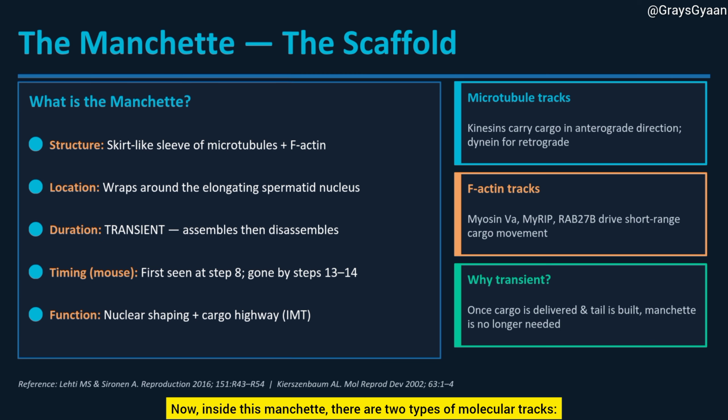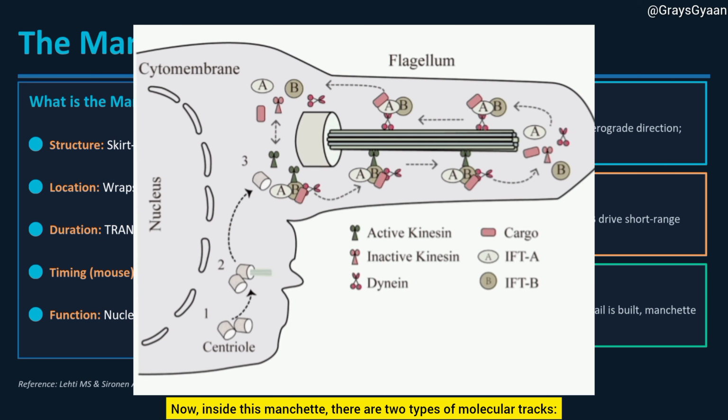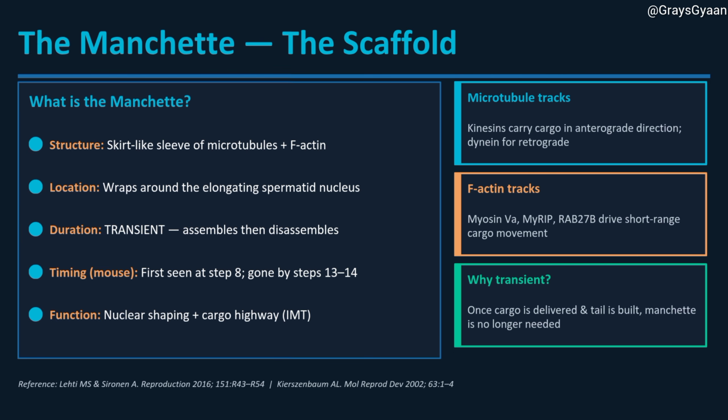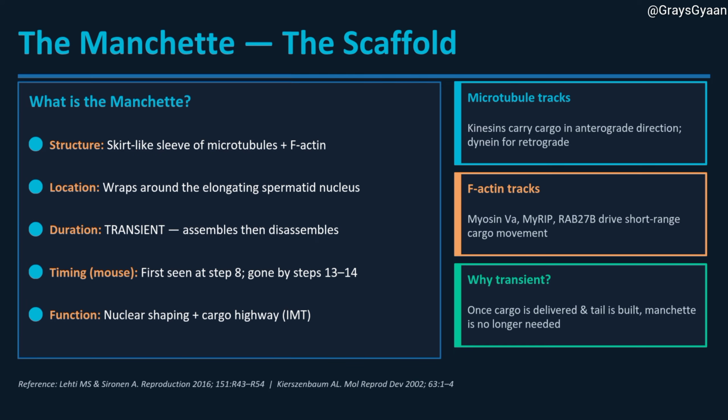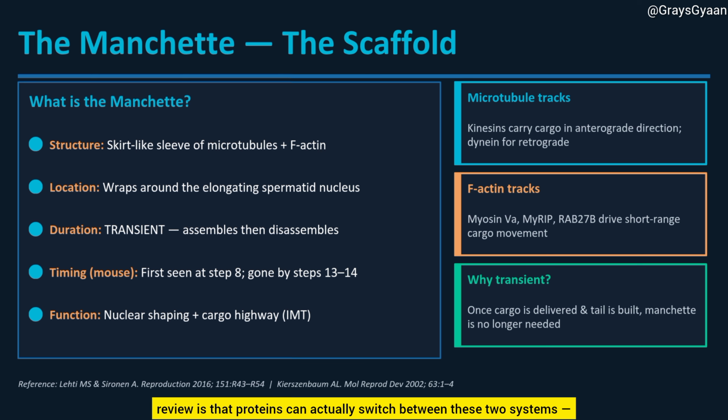Now, inside this manchette there are two types of molecular tracts. Microtubule tracts, where motor proteins like kinesin and dynein operate for long-distance transport. F-actin tracts, where myosin VA, MyRIP, and RAB27B operate for short-range, local transport. An important insight from Lehti and Sironen's 2016 review is that proteins can actually switch between these two systems, ensuring that cargo delivery is always timely and efficient.